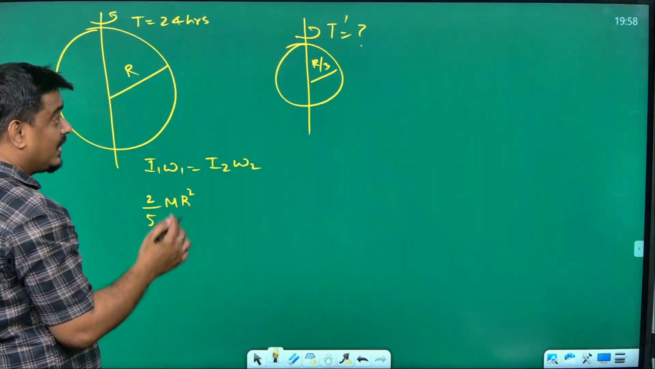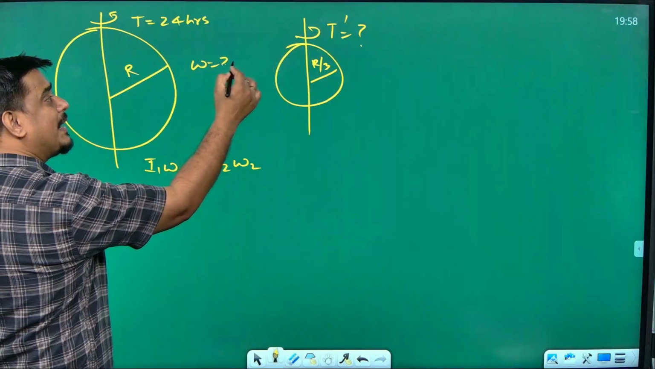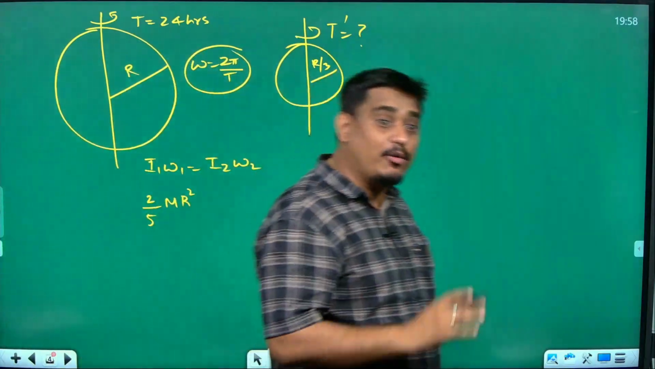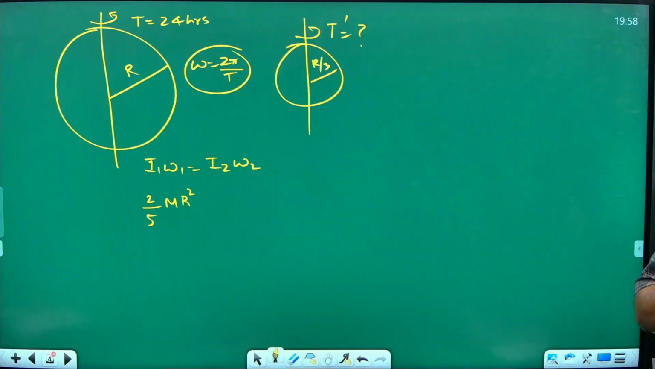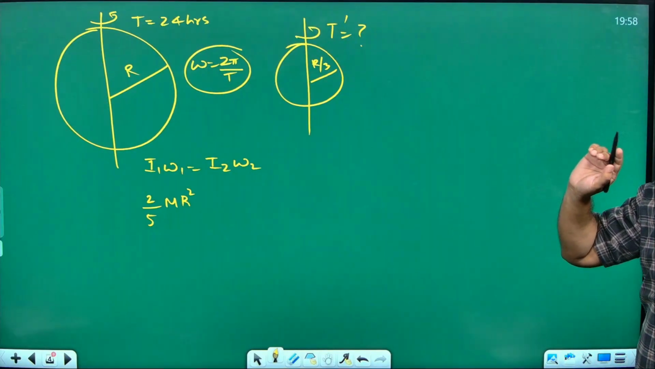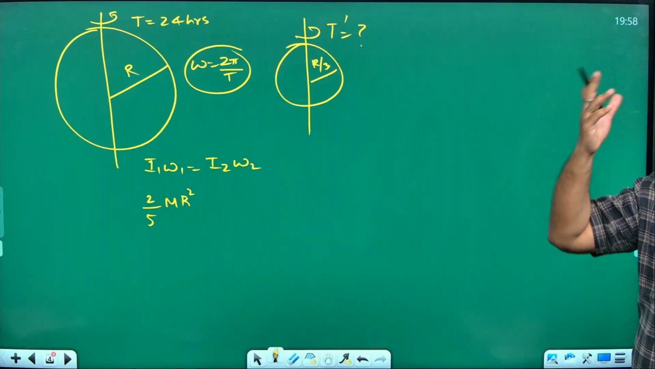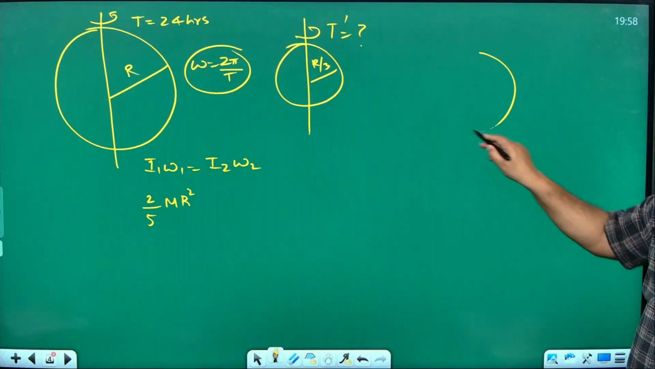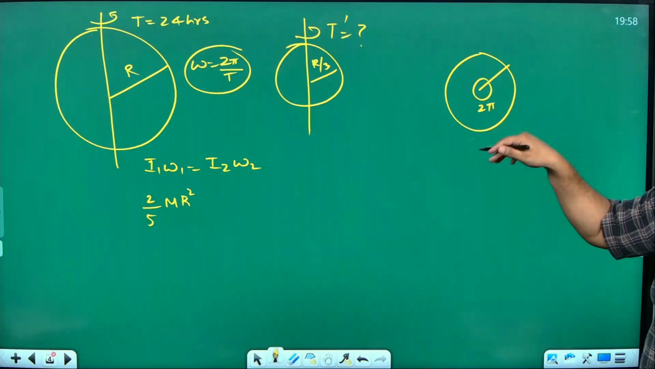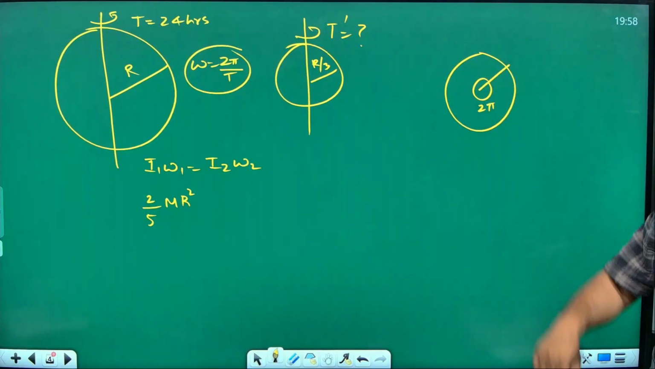What is omega? Those who don't know, omega is 2 pi by t. Omega is angular velocity. It means 2 pi by t. How it came, you know? What is the meaning of angular velocity? Rate at which the angular displacement is changing. If you see one full circle, how much angle is covered? 2 pi angle. How much time? T time. So 2 pi by t will become angular velocity, isn't it?